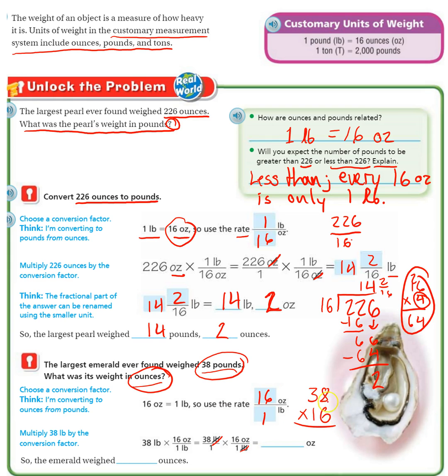So I multiply the 6 times everything. 6 times 8 is 48. 6 times 3 is 18, plus 4 is 22. Done with the 6, add my 0 placeholder. And then 1 times 8 is 8, 1 times 3 is 3. Add that all up. 8, 10, 6. So 608 ounces. So the emerald weighed, once again, 608 ounces.